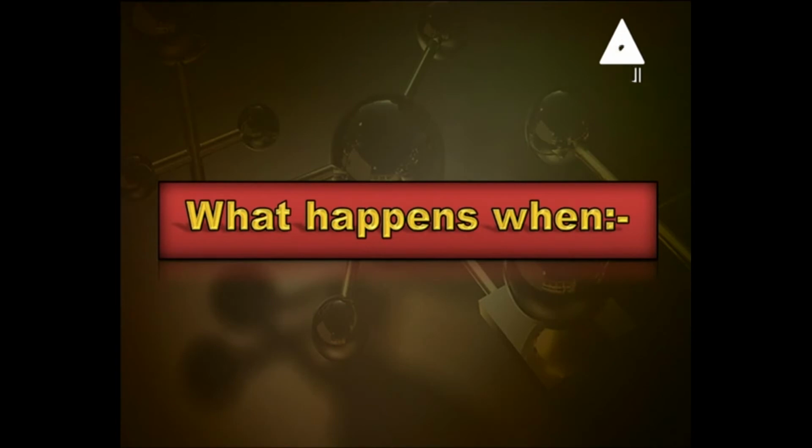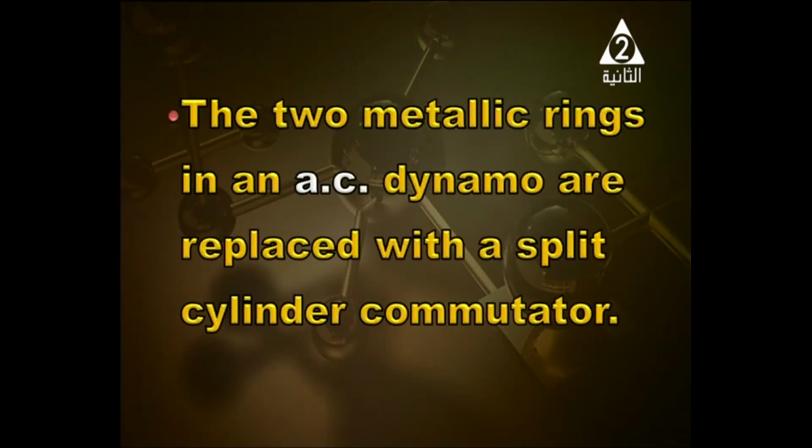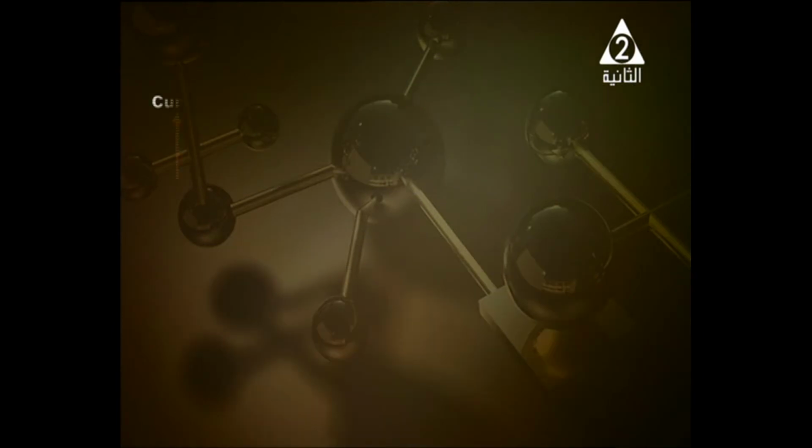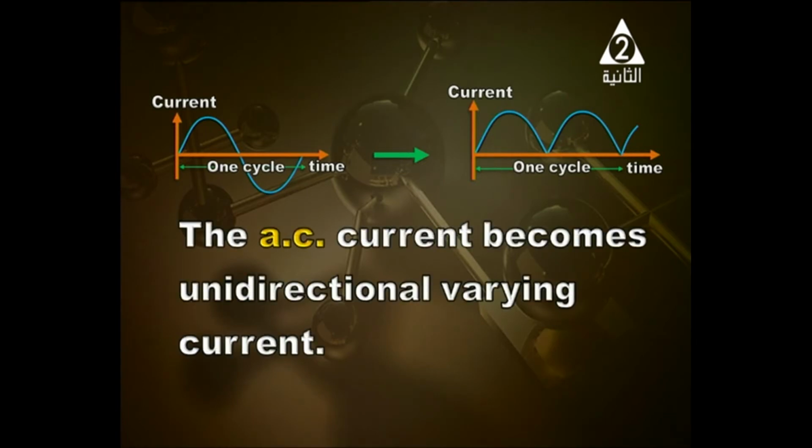And now we've got another type of questions. What happens when the two metallic rings in an AC dynamo are replaced with a split cylinder commutator? Two metallic rings are replaced with a commutator. The current changes from AC current into unidirectional pulsating current. So the AC current becomes unidirectional varying current.